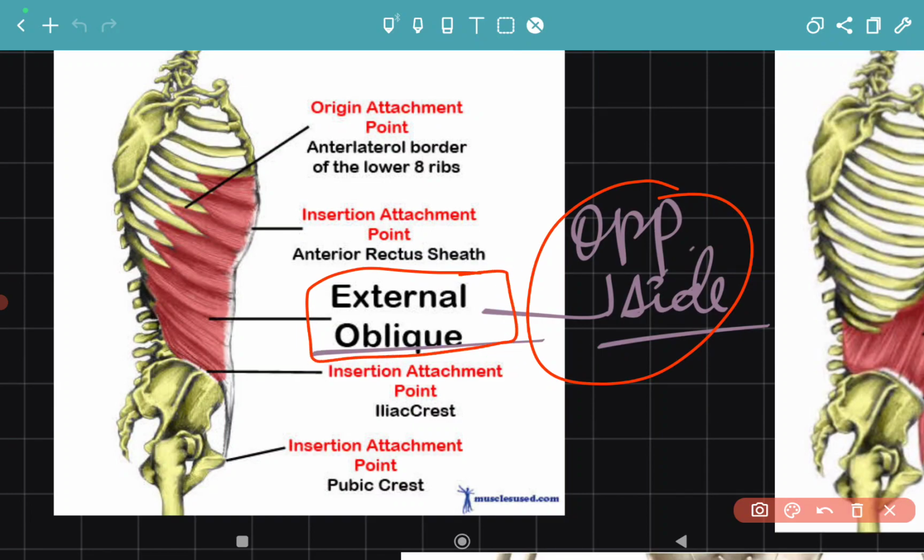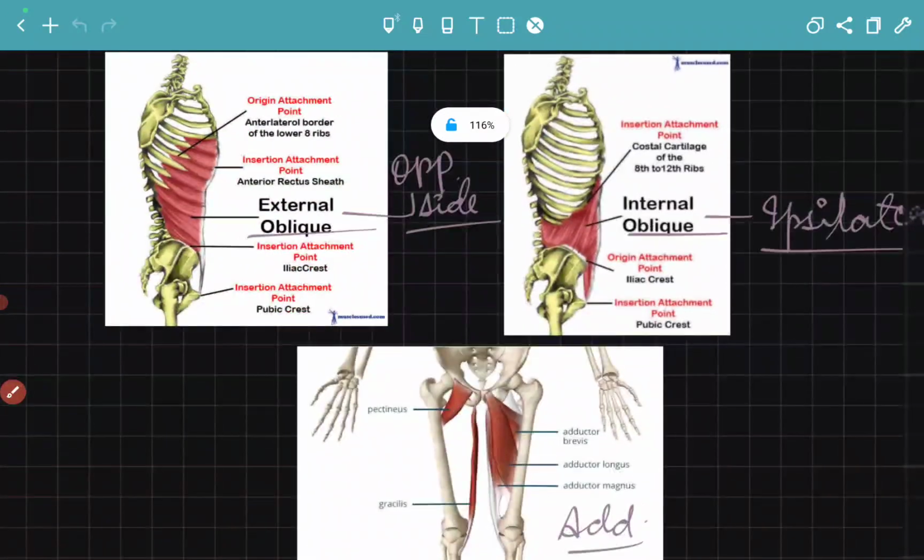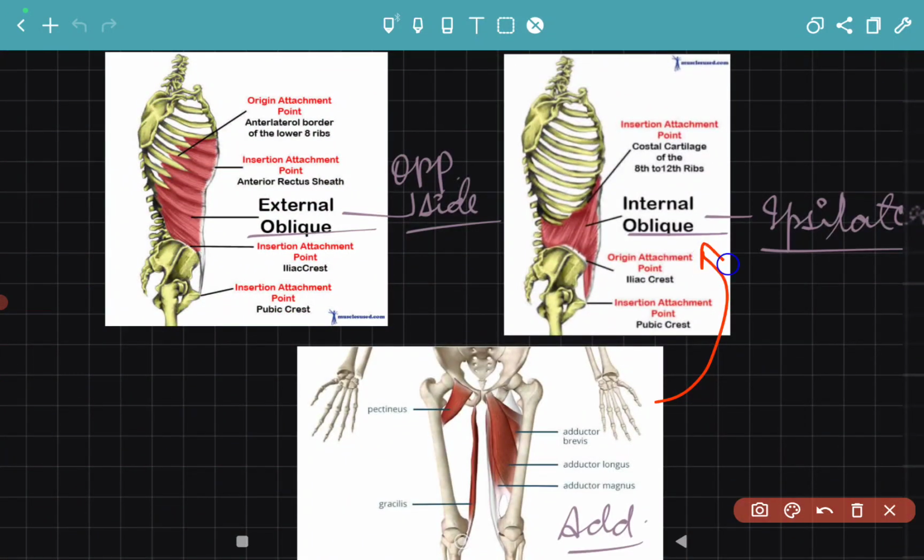So again it will have attachment. This is the opposite side external oblique, so this side will be the internal oblique and this is the external oblique. So we have attachment at anterior rectus sheath as well as the iliac crest and pubic crest, and along with that to the anterolateral border of lower 8 ribs. So that was about adductors of stance leg, then of same side internal oblique and opposite side external oblique, forming the anterior oblique sling.